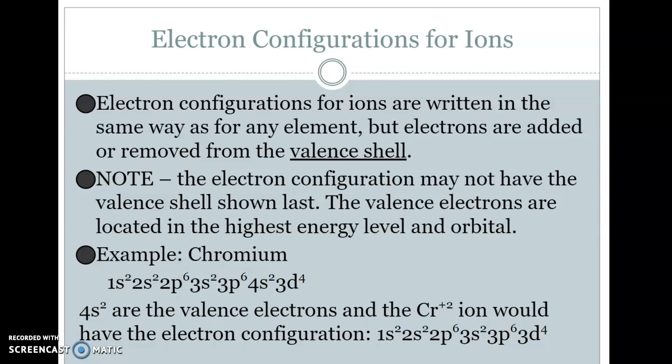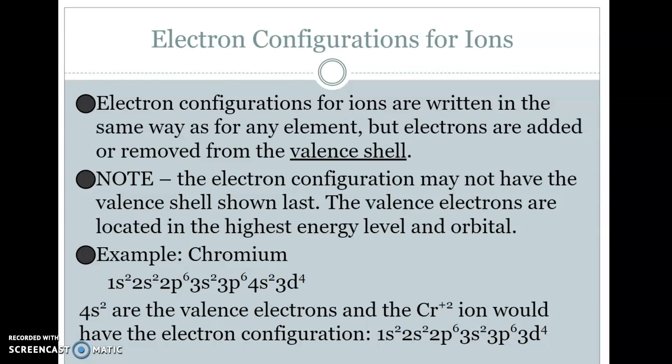So that may mean that the electron configuration might not have the valence shell that we would expect it to have. Remember that the valence electrons are always located in the highest energy level and orbital. So for example, if we were to take a look at chromium, chromium has a normal electron configuration of 1s2, 2s2, 2p6, 3s2, 3p6, 4s2, and 3d4, right? It is in the 4th period. It is the 4th element into the D block.